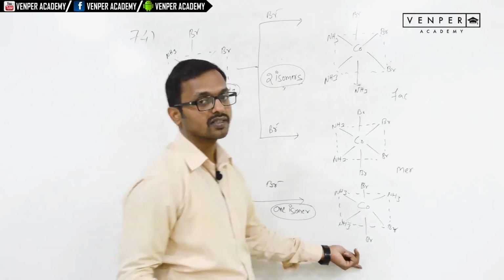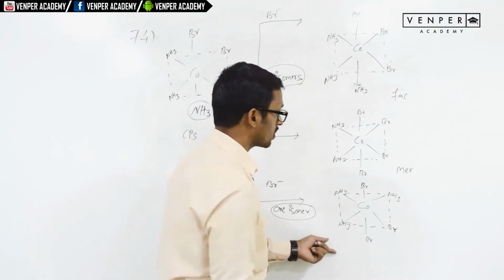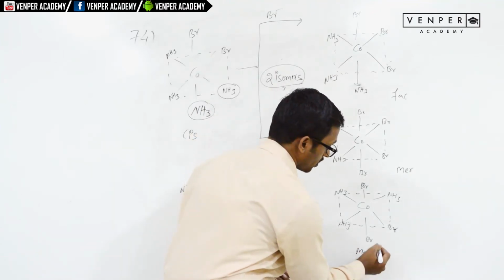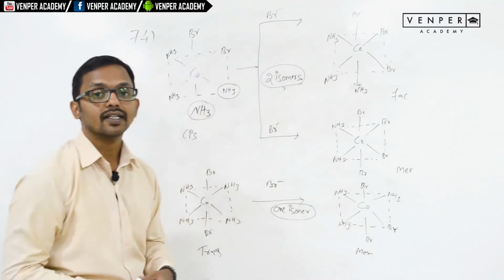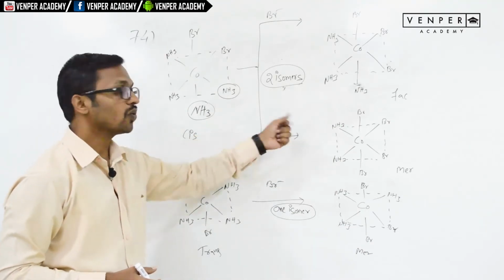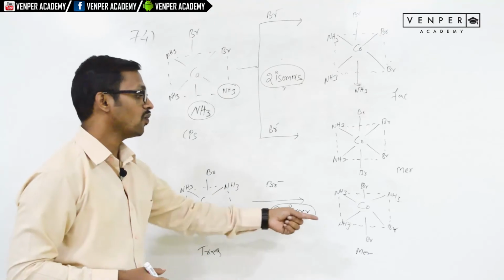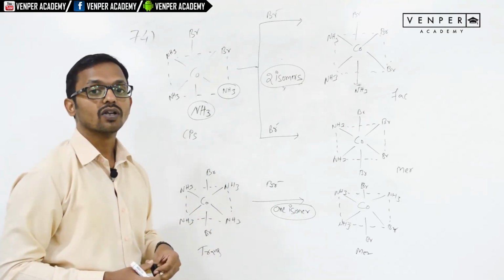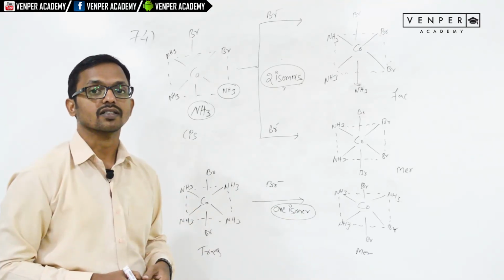So that is nothing but this one. Here we are getting 1 isomer, this is nothing but meridional isomer. So totally we are getting 3 isomers, that is nothing but from the cis 2 isomers, from the trans 1 isomer. So in the given 4 options, option 4 is correct answer.